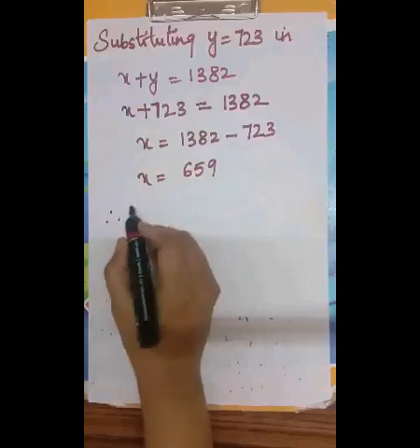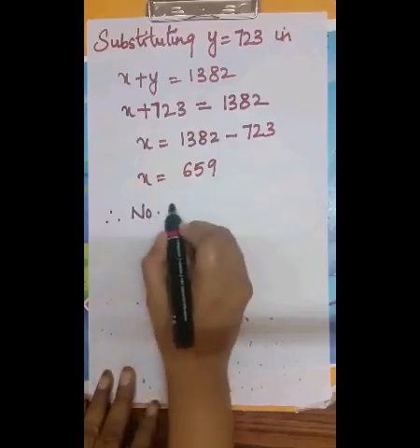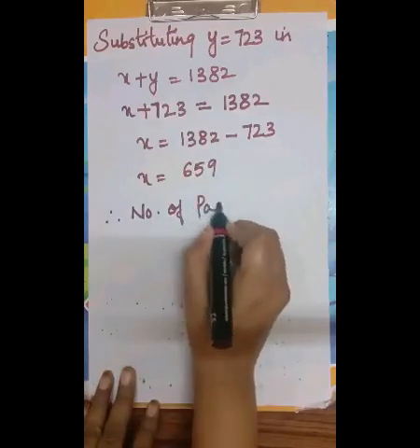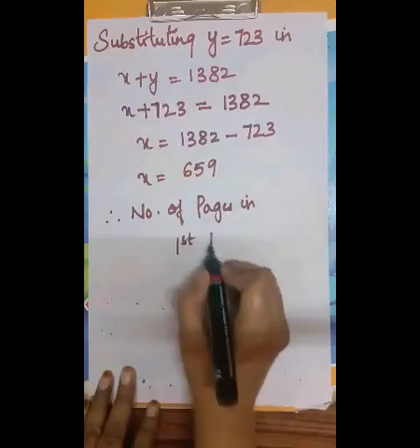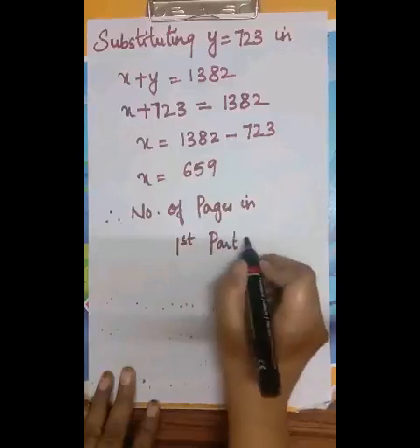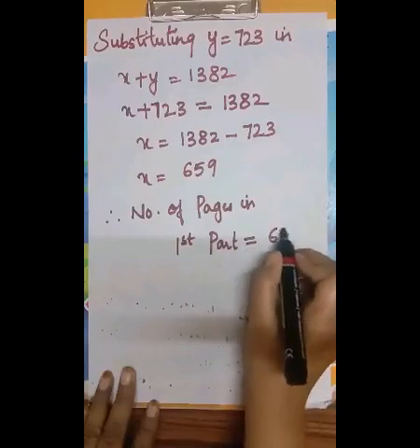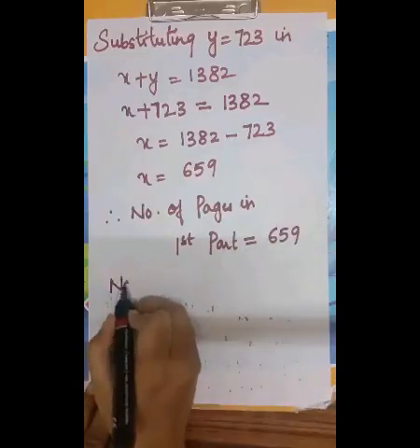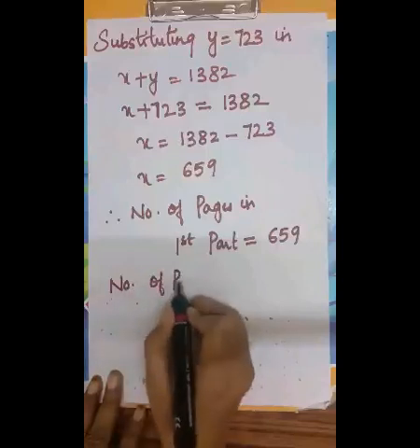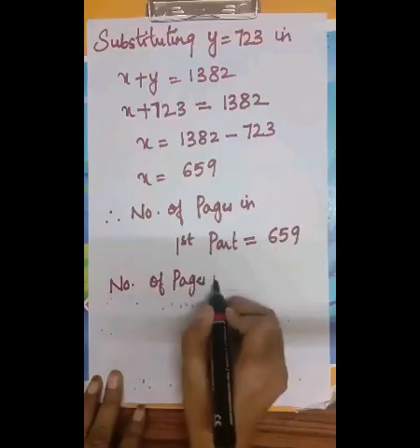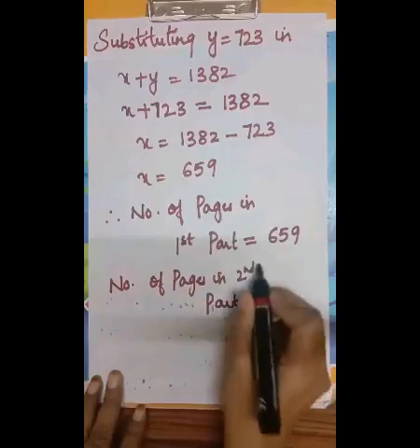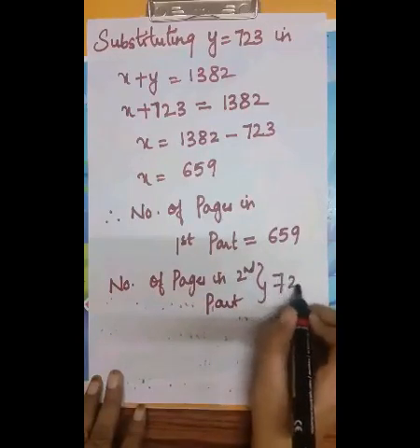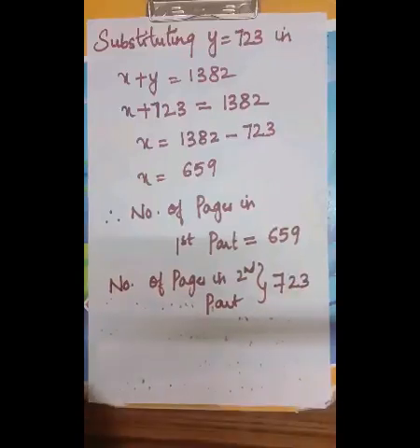Therefore, the conclusion is very important. The number of pages in the first part, that is nothing but x, is 659. And the number of pages in the second part, that is nothing but y, is 723.